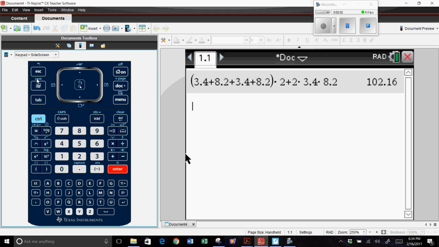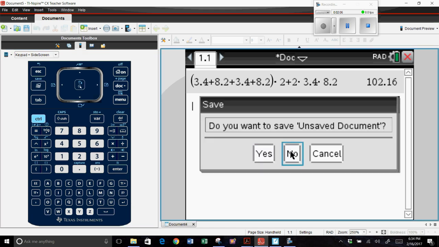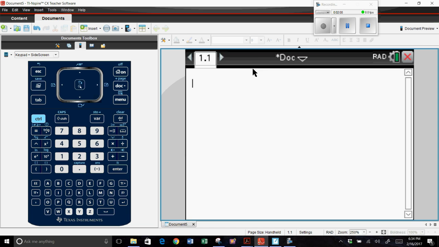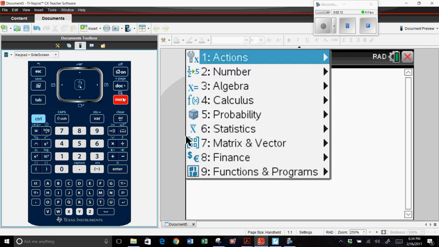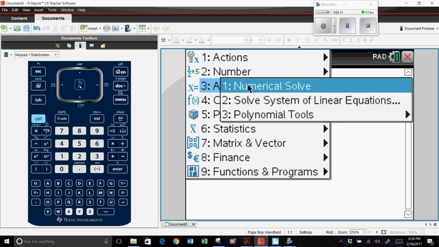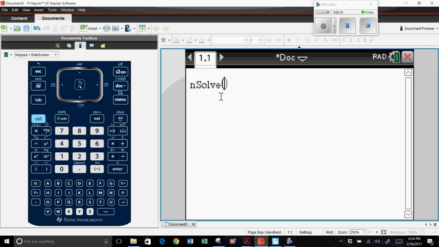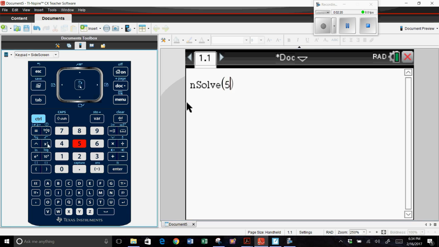I want to do Control and U, so you can start fresh. This is a regular calculator, and we're doing numerical solve. So we're going to go Menu, A for algebra, N for numerical solve. Here's where we're going to type in our problem. It was 5 to the second power plus h to the second power equals 13 to the second power.